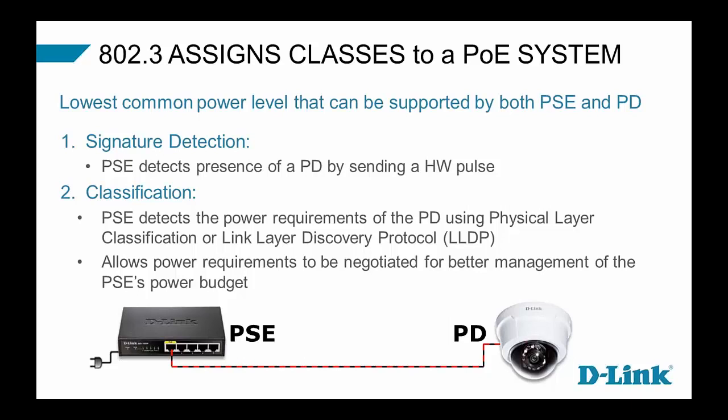So the classification is basically a negotiation between the PSE and the PD. This used to be done at the physical layer. Nowadays, with the more modern standards, it's typically done using software, using LLDP, which is Link Layer Discovery Protocol. And it's, as I said, a negotiation between the PSE and the PD to understand how much power that PD is going to need. If the PD is a small IP phone or an IP camera, and he's only going to need 7 watts maximum to do his thing, then he tells the PSE, hey, I'm a class 2, and there's no reason to reserve any more than 7 watts for me in your power budget.